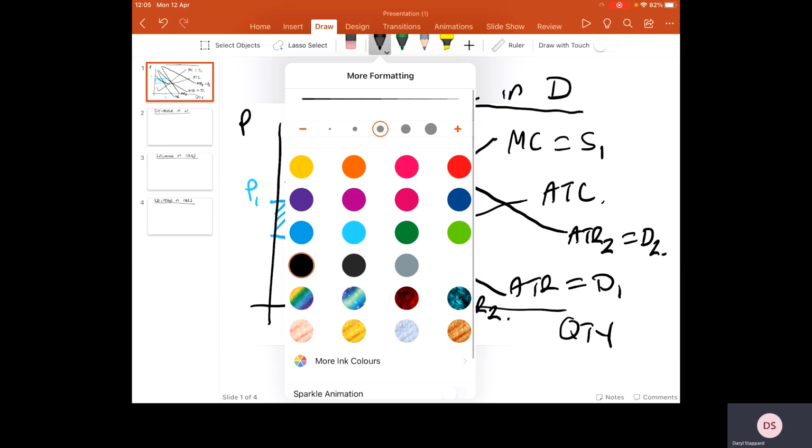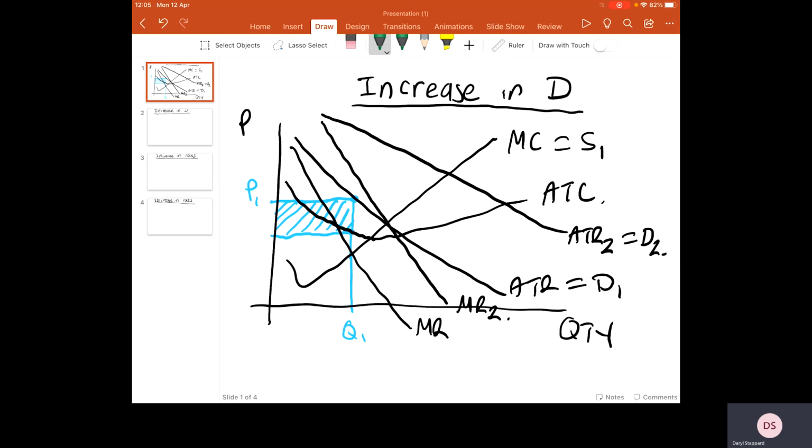Now, look what this will then do. I'll use green to show this. Remember, profit max will occur when MR is equal to MC. Now on this diagram, look, MR equals MC at that point there. I just found where MR2 is equal to the marginal costs. So this firm is now producing more output. The price will be based on the new demand curve. And we can see that price will increase from price 1 to price 2 due to this increase in demand.